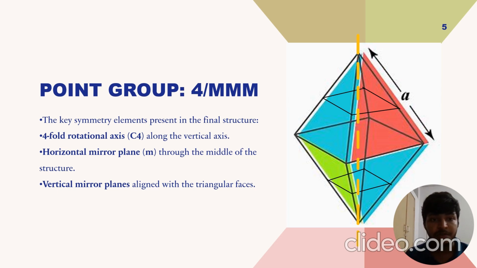4/mmm point group. In summary, by analyzing the symmetry elements in this modified octahedron, we confirmed it belongs to the 4/mmm point group, which is characteristic of the crystal in the tetragonal system. This symmetry gives insight into the structure, physical properties, and potential applications.